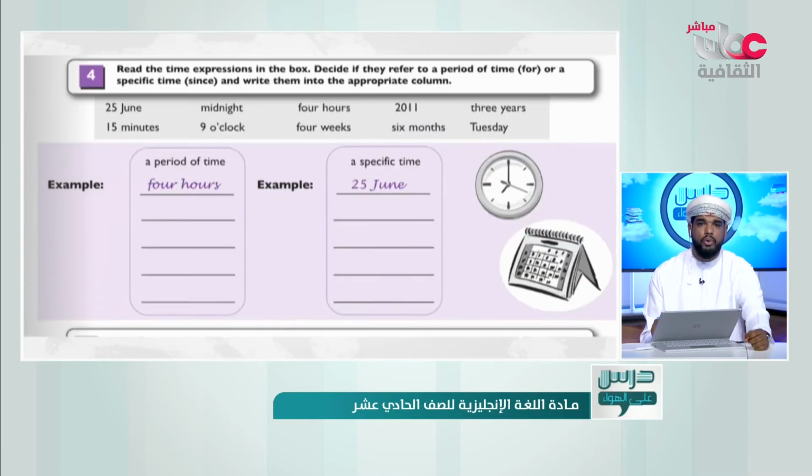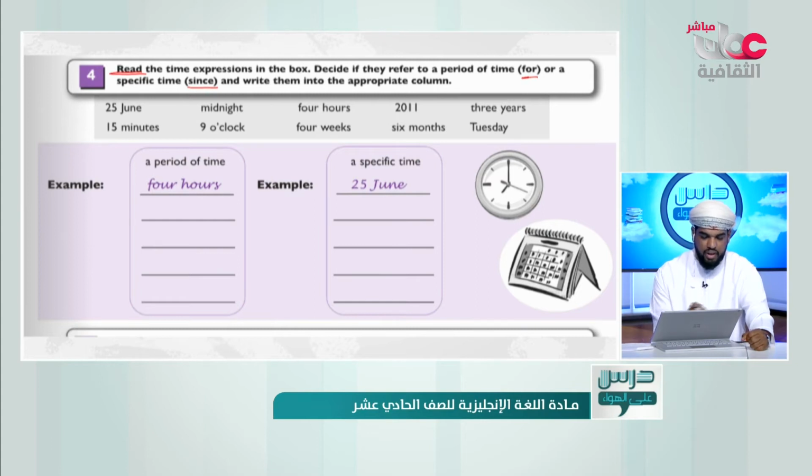Let's go to your workbook now and do this activity. Read the time expressions in the box, decide if they refer to a period of time, which is for, or a specific time, which is since, and write them into the appropriate column.